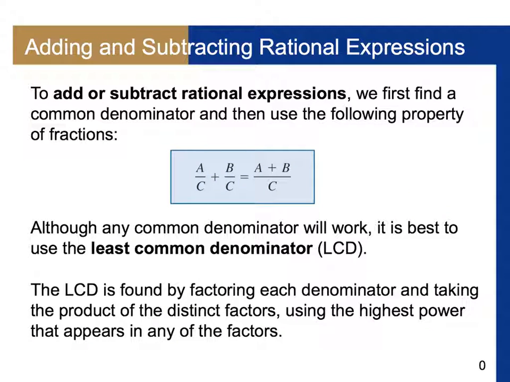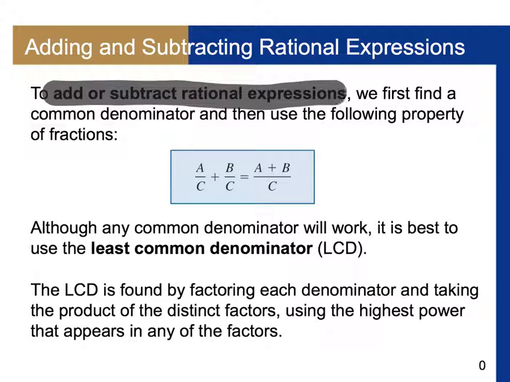When we're adding or subtracting rational expressions, here's where you have to find a common denominator. Notice this one already has a common denominator. We have a c in the denominator of both of these, so we're just adding the numerators for this one.